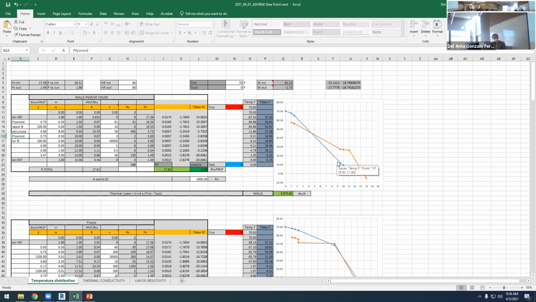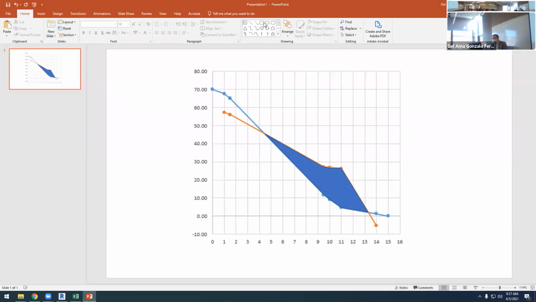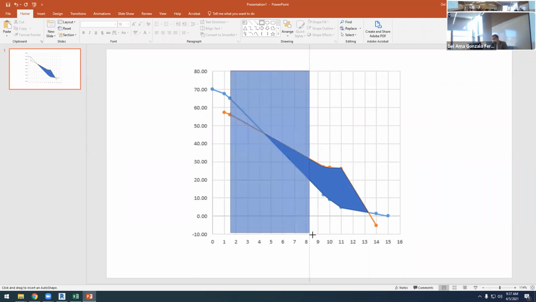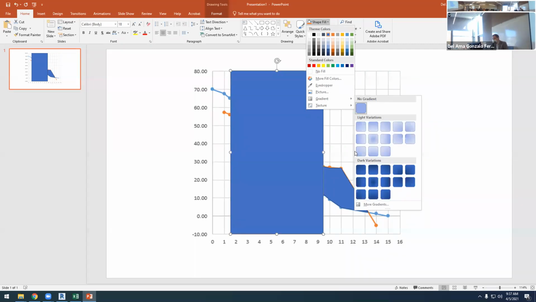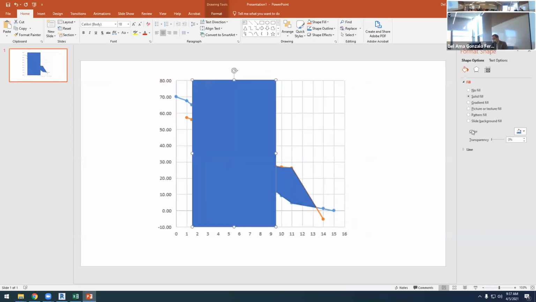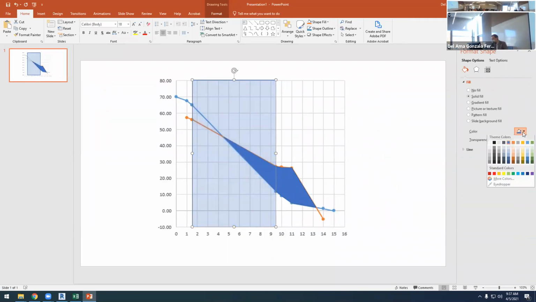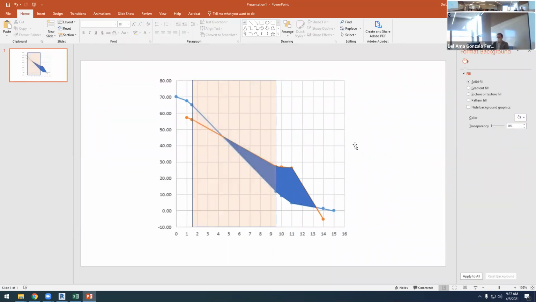This should be the thermal insulation. So this is the thermal insulation, and we can see that by looking at the blue line. If we have this temperature here and this temperature there, this is the layer where the thermal insulation is. And I want to draw a rectangle here where the thermal insulation is. And I will use a shape fill, gradient, and I want something transparent and something like this. Okay, this is the cellulose.